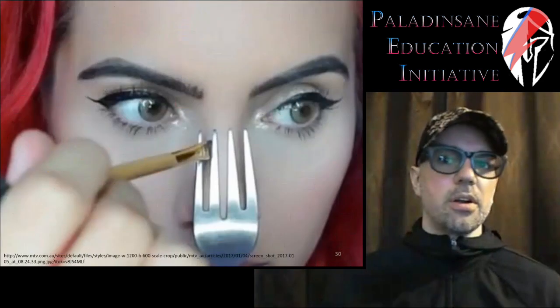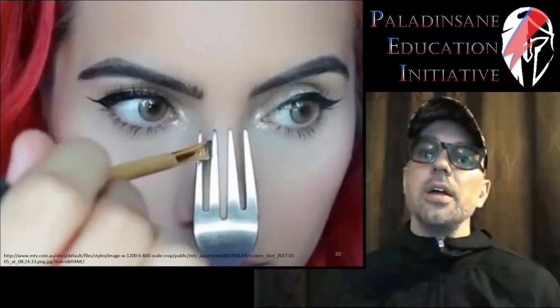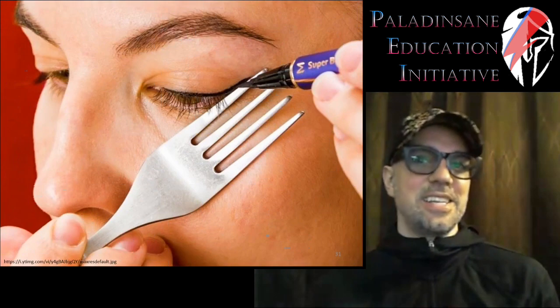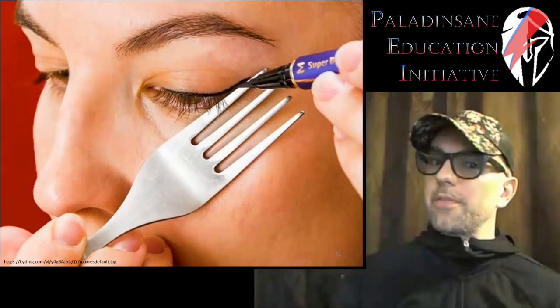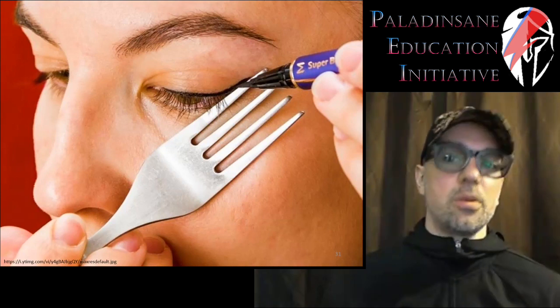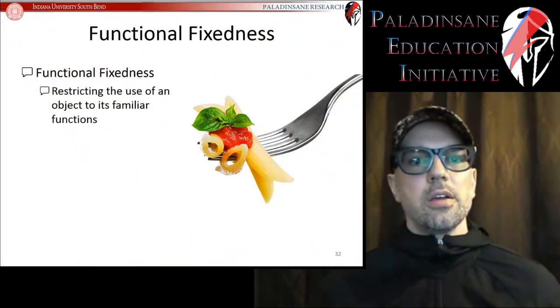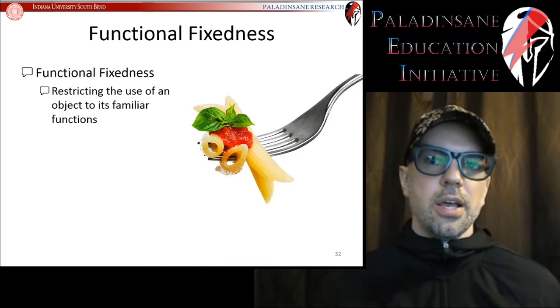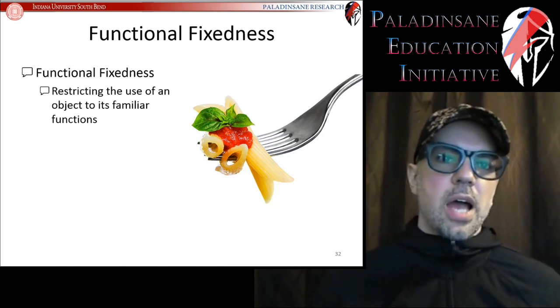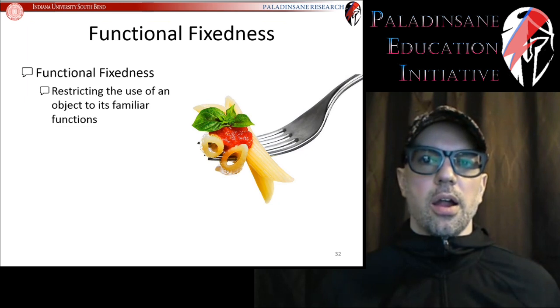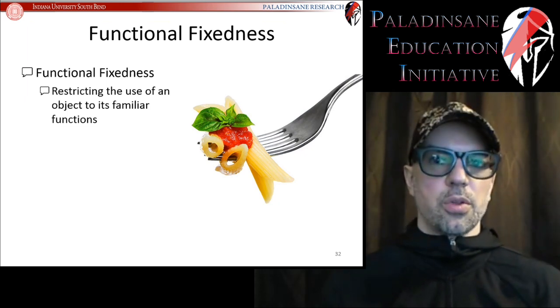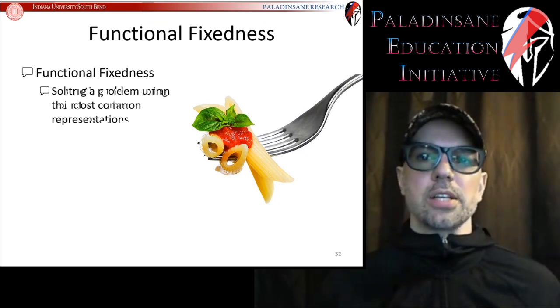And if all you think about in terms of forks is that they're for eating and eating alone, well, then you'll never be able to contour makeup in those exact details. Good luck getting that perfect cat eye without being able to break that functional fixedness and use a fork for a non-familiar function.